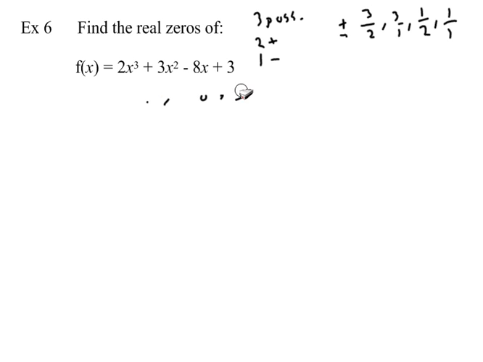So that tells us that plugging 1 gave you a value of 0. So x minus 1 is a 0 of this function. Now we need to find out what this other factor would be. We can do that with synthetic division. So I'm going to set this up.